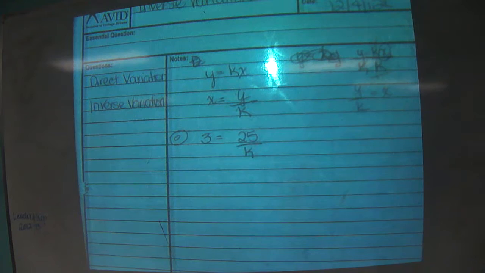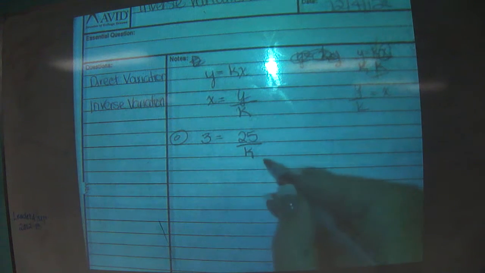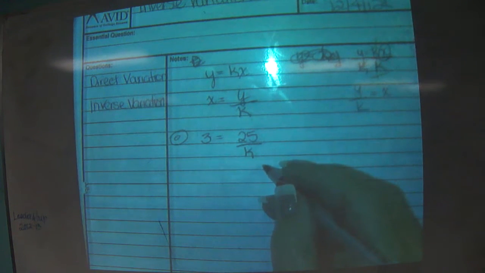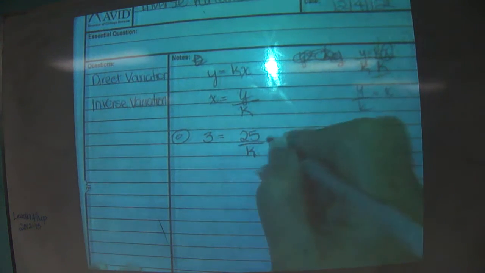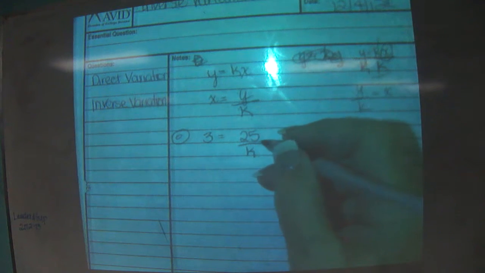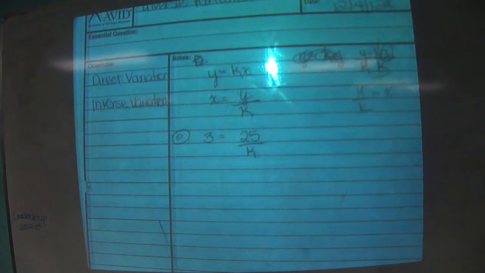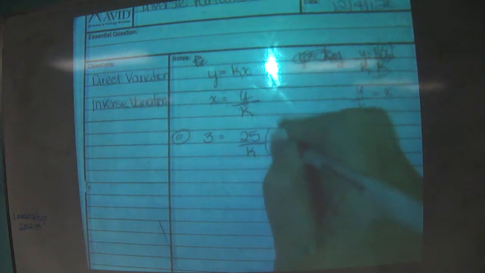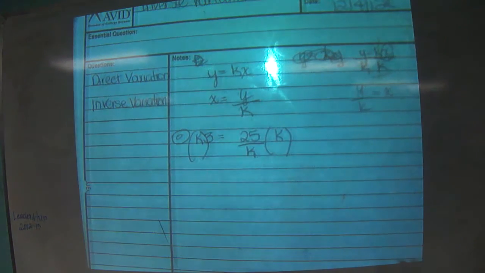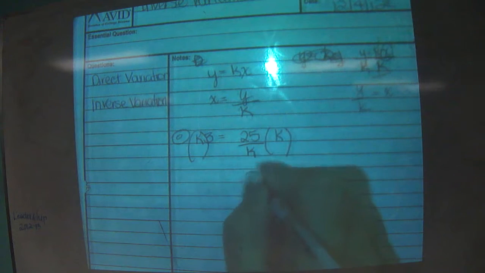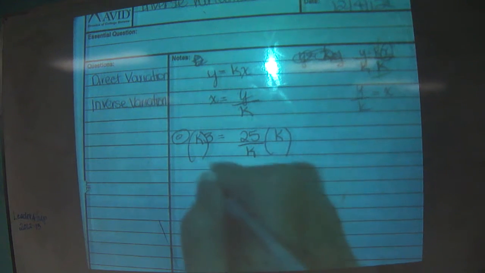You multiply and divide. This is the first one, O. I want k by itself on one side. So what am I going to do? There's a couple different ways you can do it, but I don't want k in a denominator. So I can multiply both sides by k, right? Now I have 25 equals 3k.